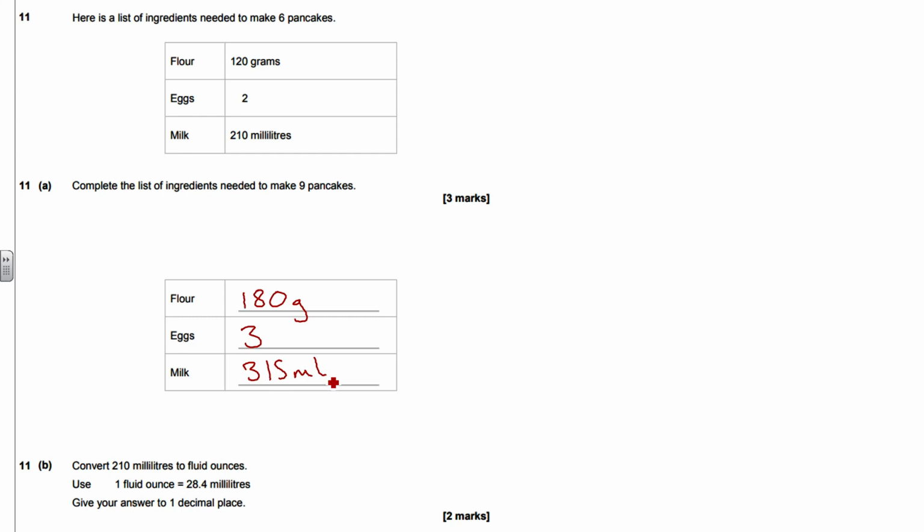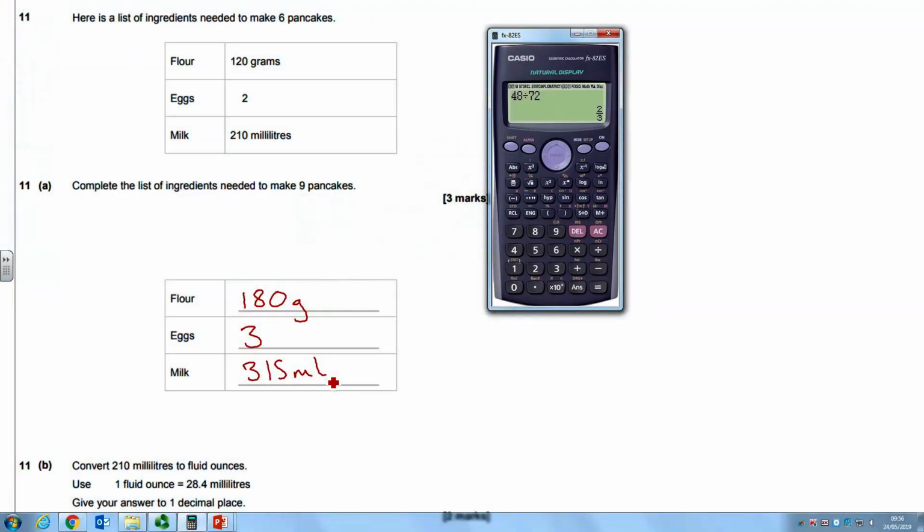Question 11b. Convert 210 millilitres to fluid ounces. Now, 1 fluid ounce is equivalent to 28.4 millilitres. So I need to know, in my 210 millilitres, if we bear in mind that the number of fluid ounces should be smaller than the number of millilitres, how many lots of 28.4 are in there? So I need to divide the 210 by 28.4.